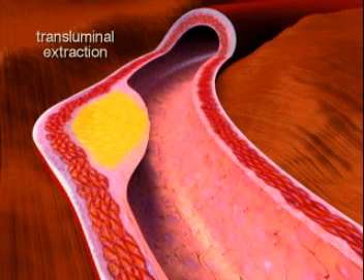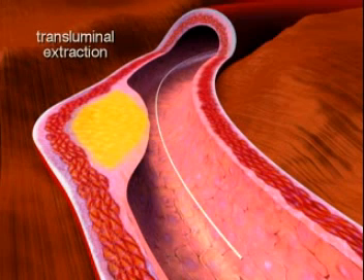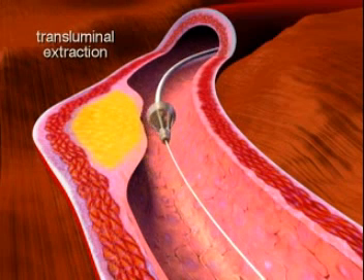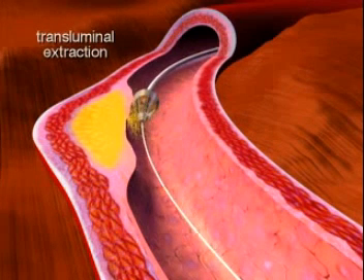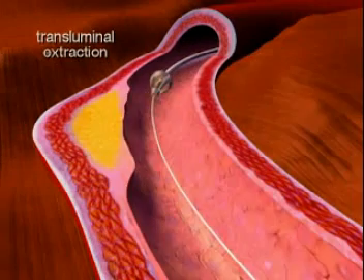A transluminal extraction catheter uses spinning blades to cut away plaque. The particles are sucked into a tube through a vacuum and expelled from the body. Transluminal extraction is often used in bypassed graft arteries.